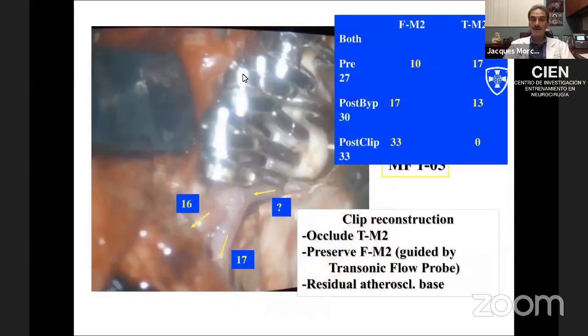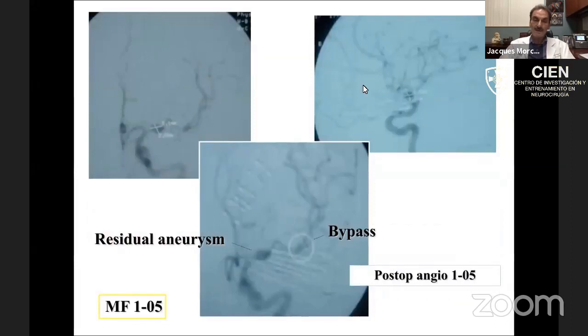And here we are stacking a bunch of clips on the aneurysm. Notice the heavily calcified base, and these numbers indicate the flow. And here is residual aneurysm, which I knew I was leaving because the lenticulostriate arises from it, and it's impossible without losing the lenticulostriate. And this aneurysm did not grow over 7 years of follow-up.